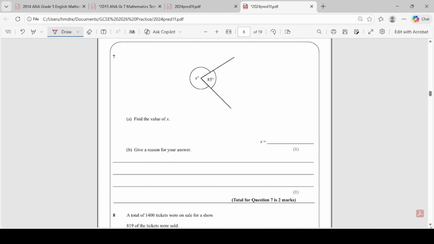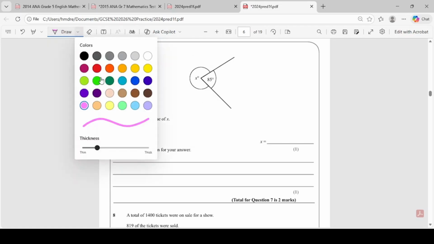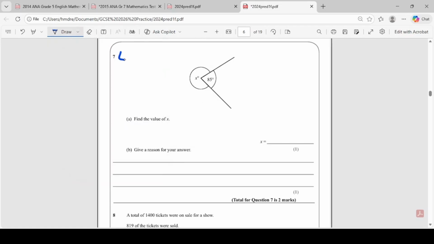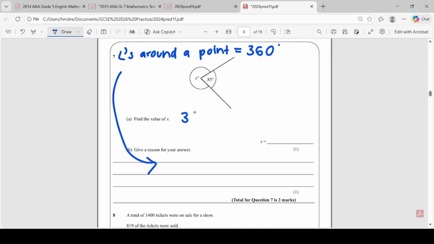Question 7 is an angles question. So they tell us this part is x, that part is 85 degrees. Find the value of x. So you need to know that angles around a point add up to 360 degrees. So that is actually going to be our reason here. And so if we have 360 degrees, we can take away that 85, and then we get x.